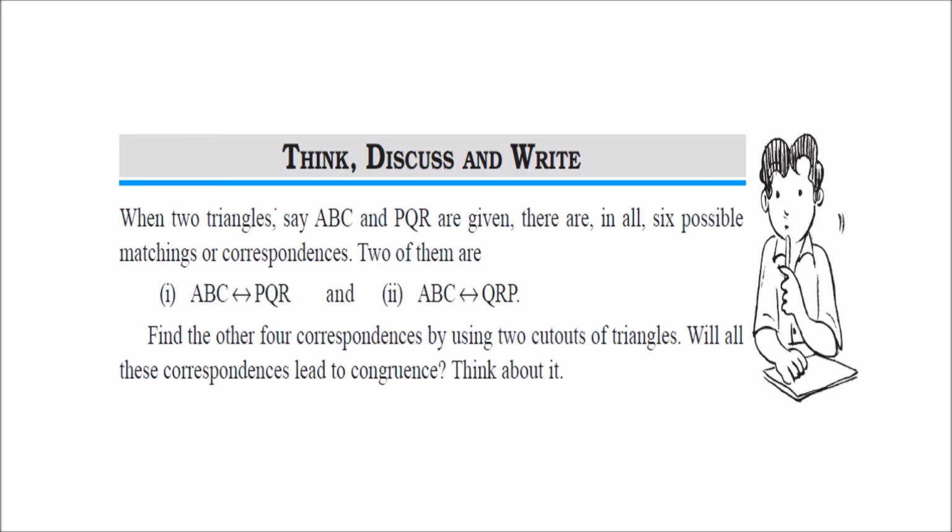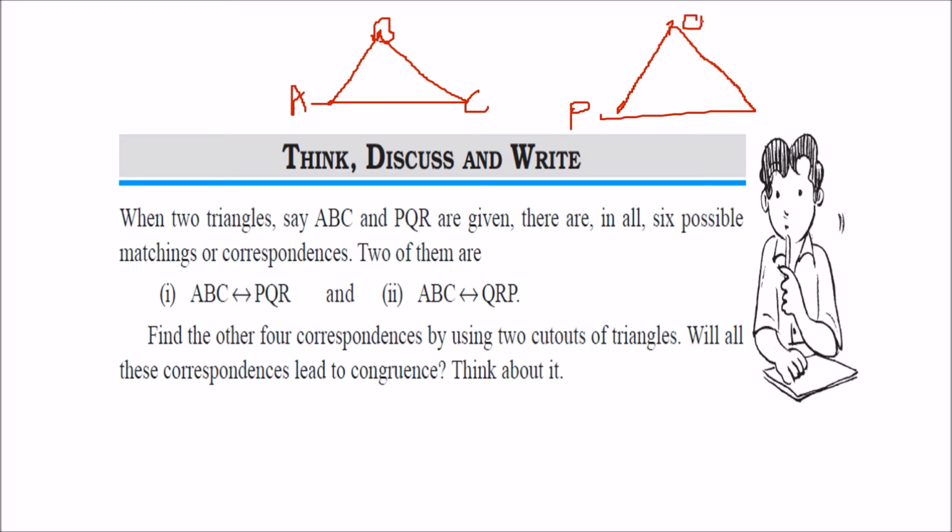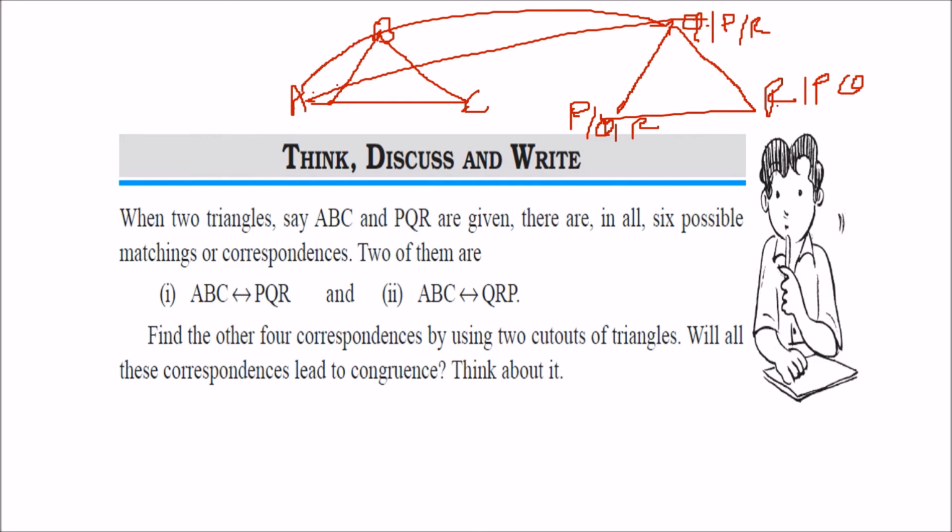So let us discuss something. When two triangles ABC and PQR are given, there are in all 6 possible matchings and correspondences. 2 of them are these. Find the other 4. So let us make a triangle ABC, and this is PQR. So A can correspond to P, B can correspond to Q, and C can correspond to R. Now A can correspond to Q. So A can correspond to Q, A can correspond to P, A can correspond to R.